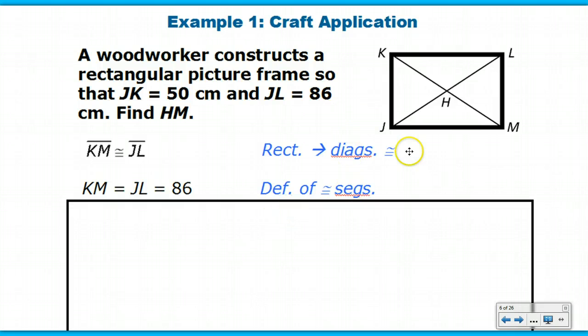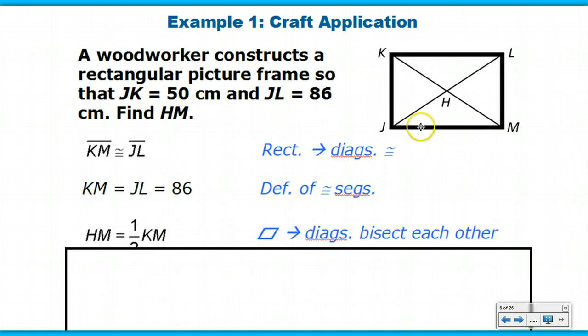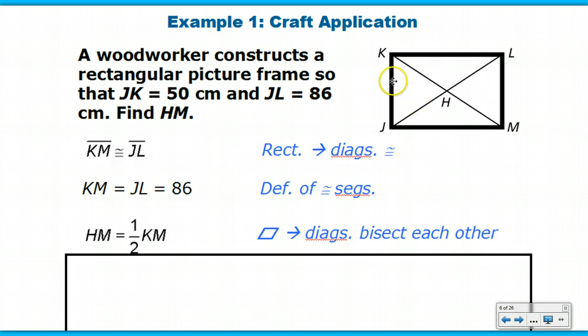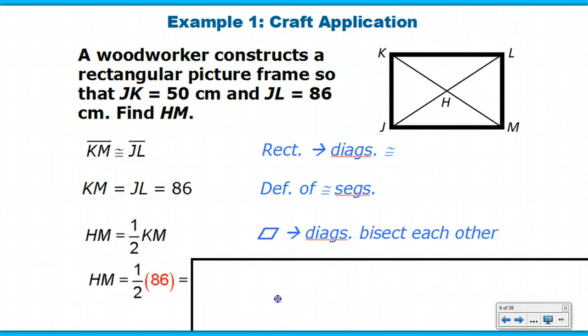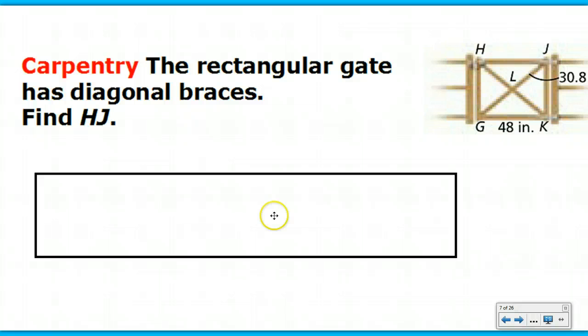So what else do we know about the diagonals of a rectangle? Yes, we know that HM would be half of the longer diagonal KM. HM is half of KM because in a parallelogram, the diagonals bisect each other. So all we have to do is take half of KM, which we know is 86. Just substitute that in, and what do we have? 43. Substitute and simplify.